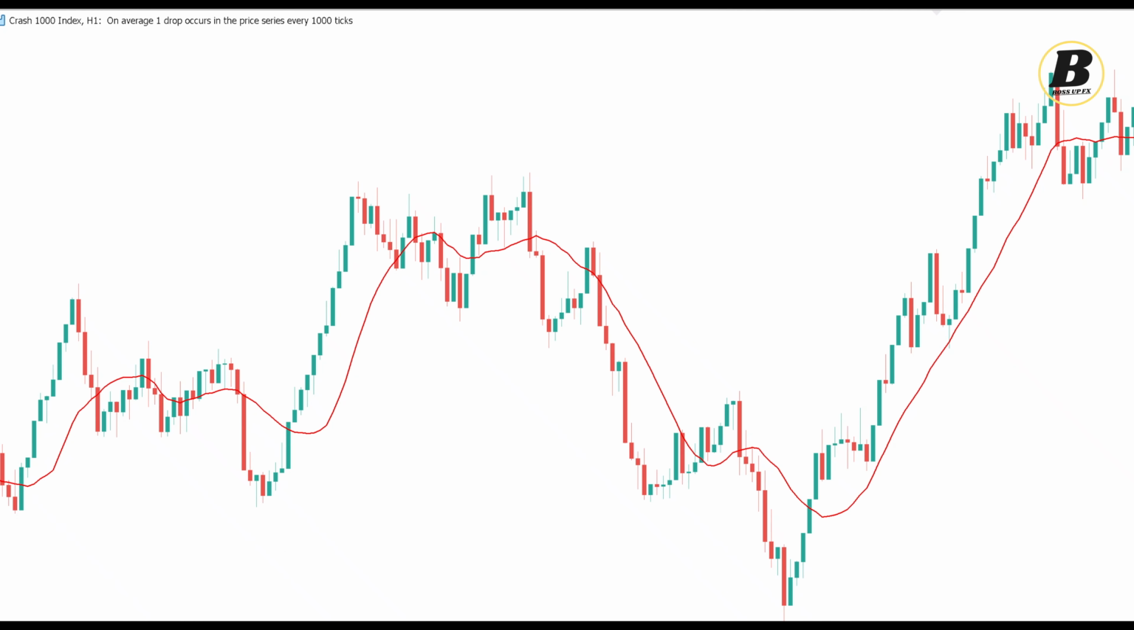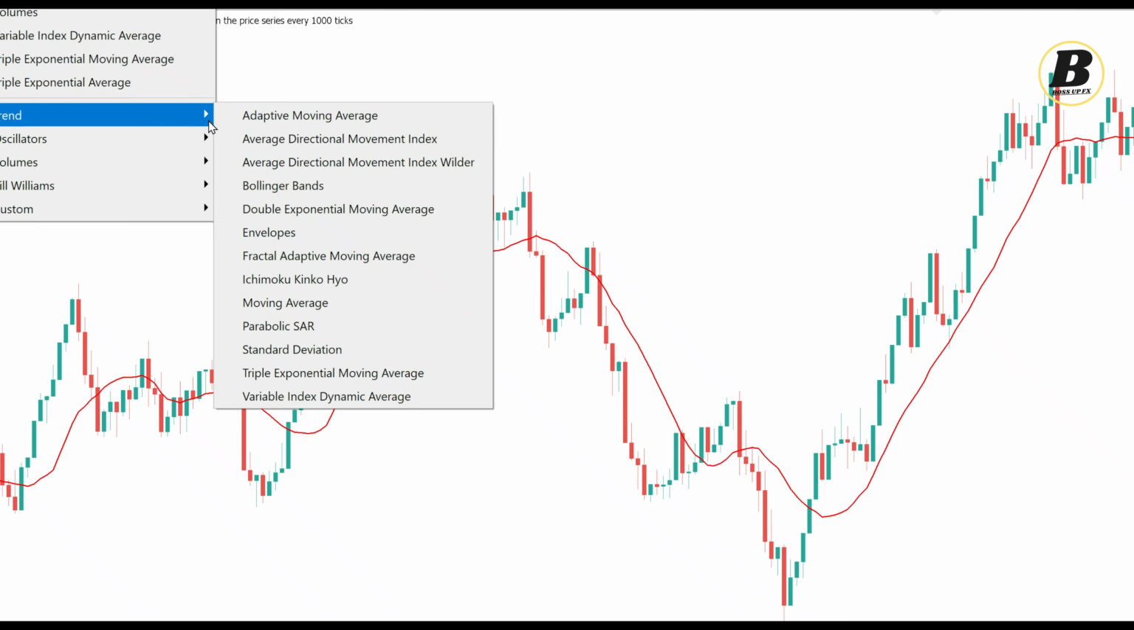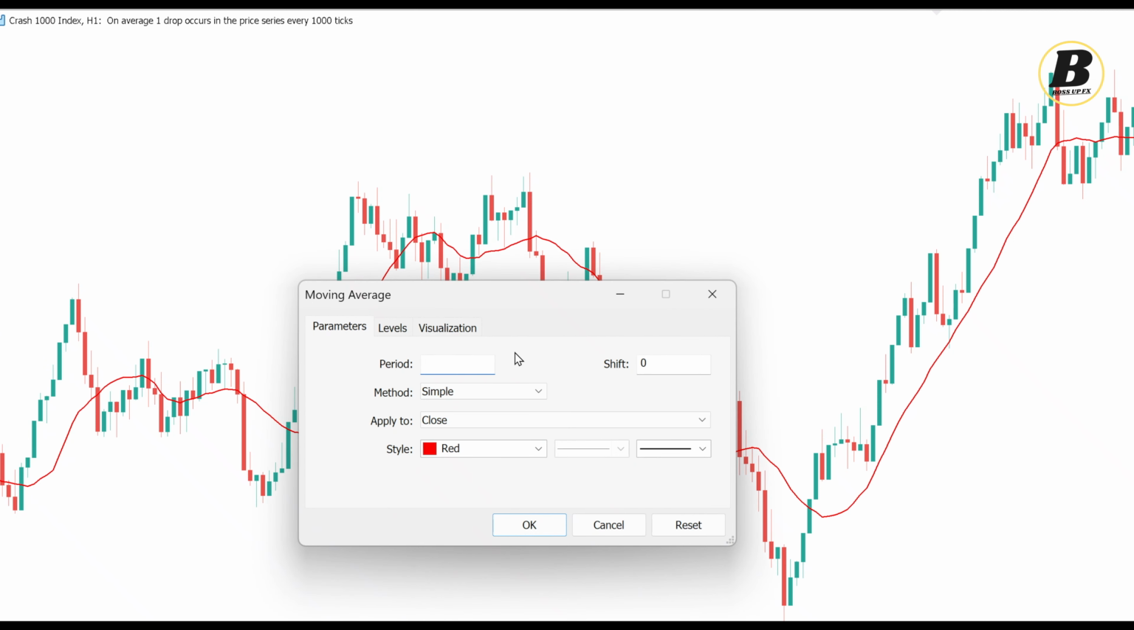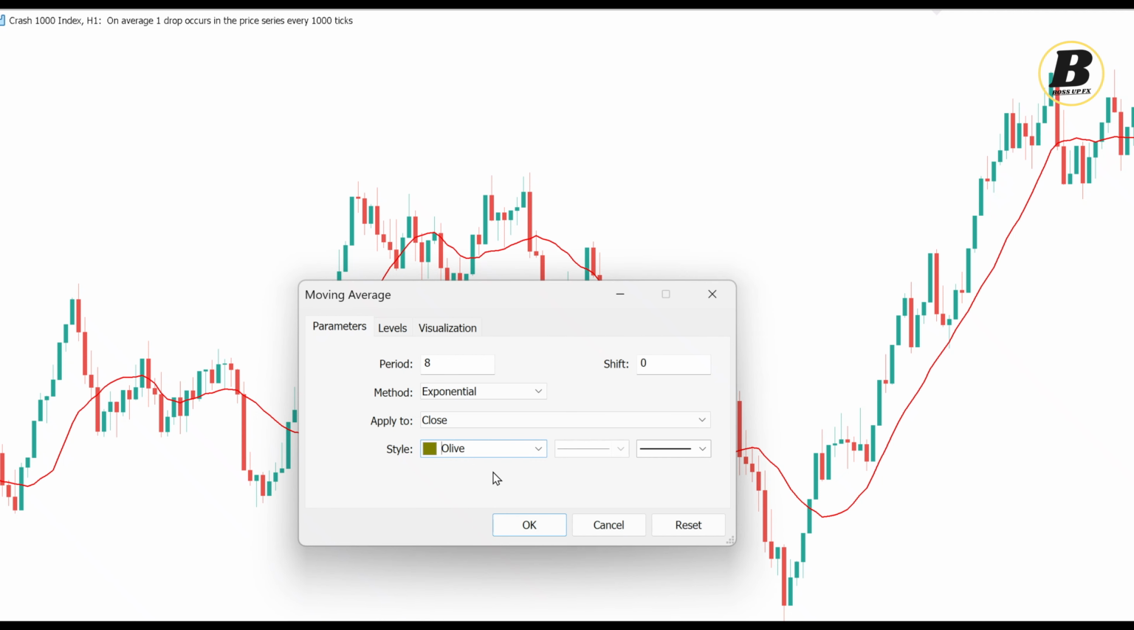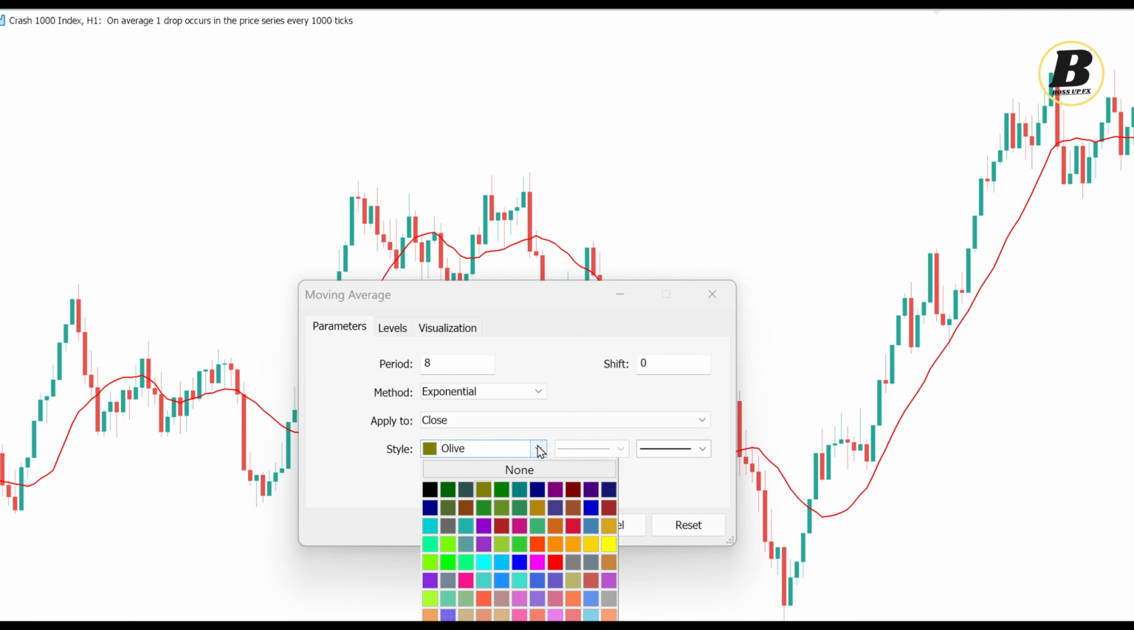Then the second indicator will be another moving average. This will be moving average 8. Okay. On the method, you change it to exponential moving average. See, change it to exponential. Apply to close. So here we can change our color to, let's say, green.